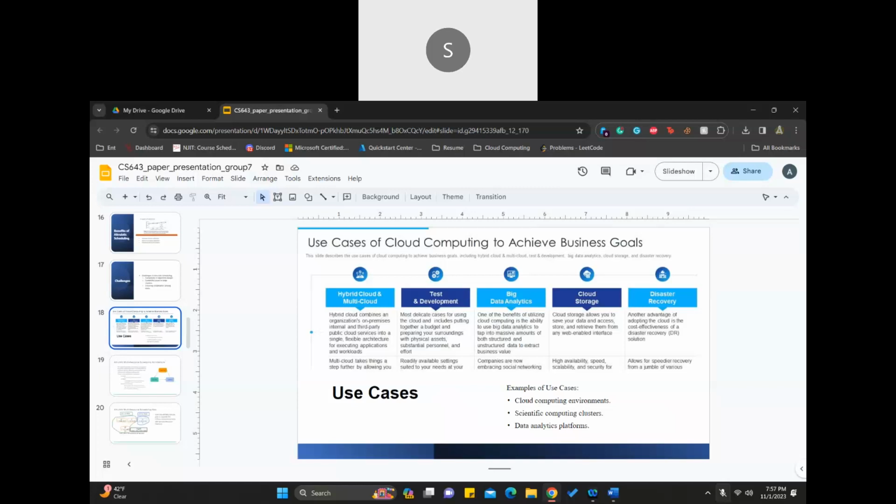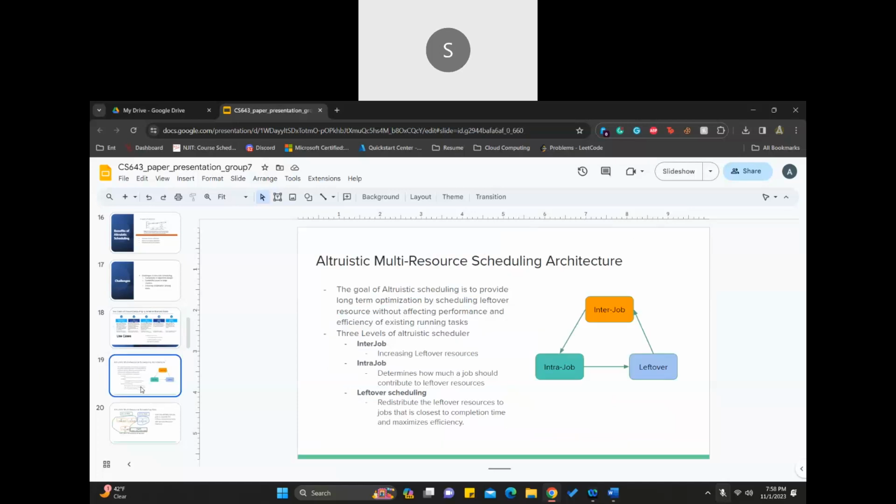When we go to the data analytic platform, we use altruistic scheduling to analyze and interpret large volumes of information. Efficient task scheduling guarantees that data processes don't wait too long and that insights are generated promptly. So this is basically some of the importance, the design and main idea of altruistic scheduling. The next slide I'm going to give to Patel to continue.